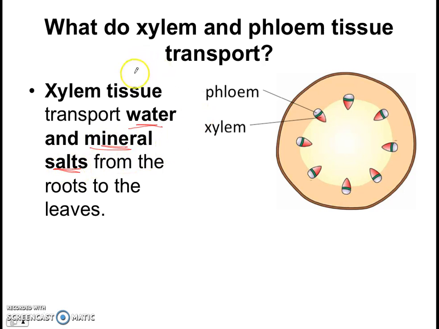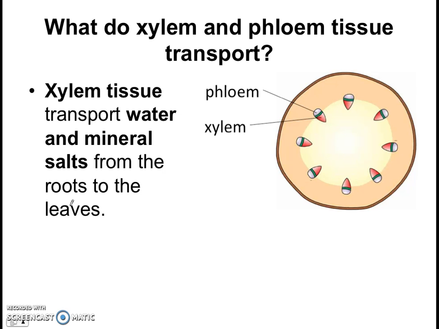Alright, so just now in the celery, even though it looks like the entire vascular bundle is stained blue, actually it's only the xylem that is stained blue, because it is the xylem that transports water and the mineral salts that are dissolved inside it. And the xylem tissue transports water and mineral salts usually from the roots up to the leaves.